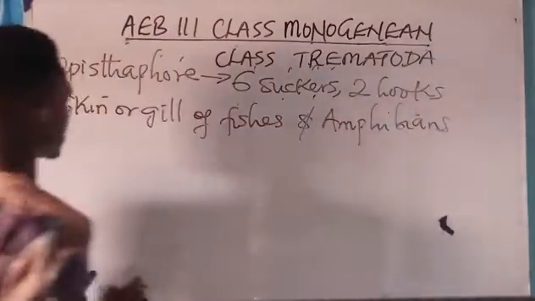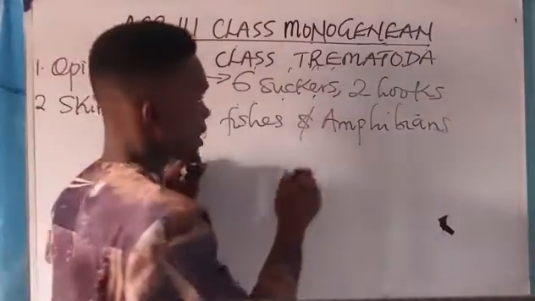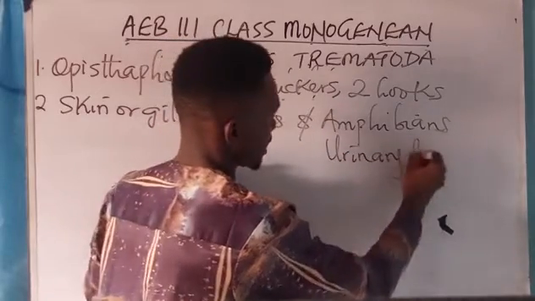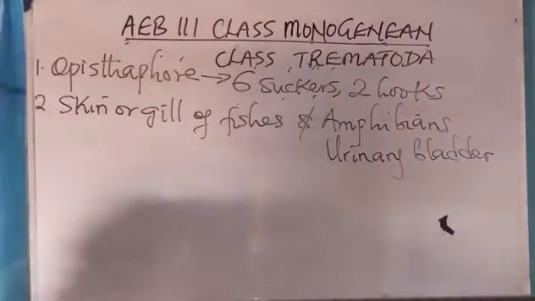They are found in the gill or skin of what? Fishes. In the amphibians, they are found in the urinary what? Bladder. Take note of that.